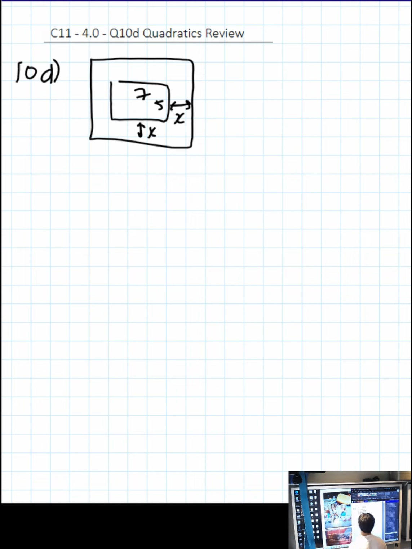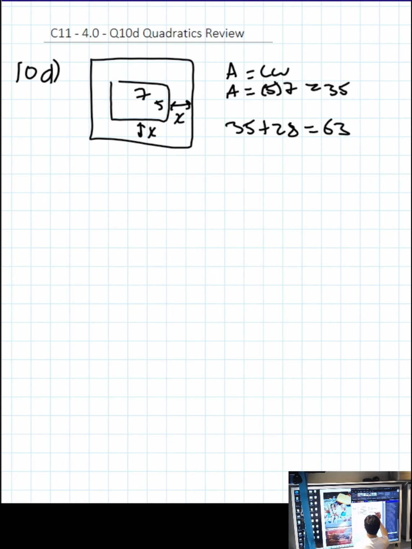So first of all, what's the area of the inside? Off to the right, let's say A equals LW. And that's going to be A equals 5 times 7, which is equal to 35. Now it's saying we're increasing the total area by 28. So let's say 35 plus 28 equals 63. So that's going to be the total area.